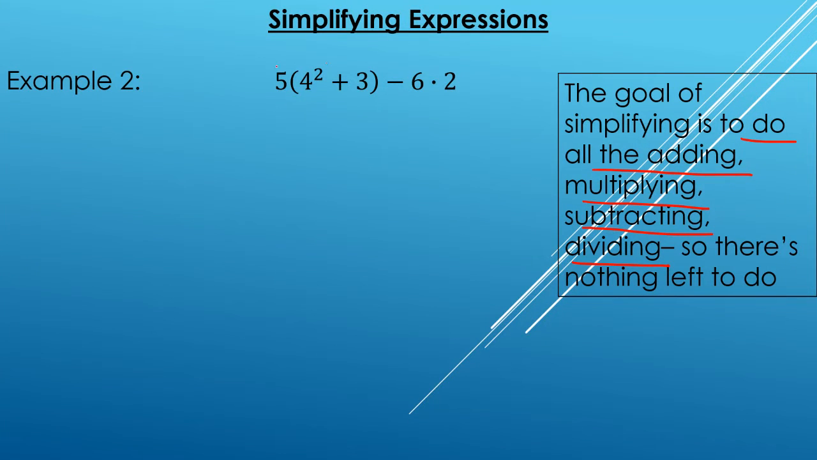So let's simplify this expression and see what it comes to. So I'm going to start inside the parentheses. The parentheses are there as like a container to kind of group things together. So whenever you see parentheses, you should always start with those first. 4 squared, or 4 to the second power, that means 4 times 4, just as a reminder. So that's 4 times 4, that's 16 plus 3. And I'm going to carry down all the other stuff that I haven't done yet. All right, 16 plus 3 is 19.